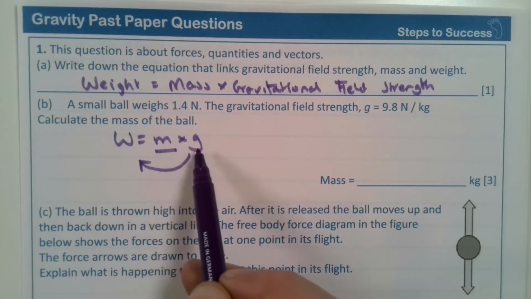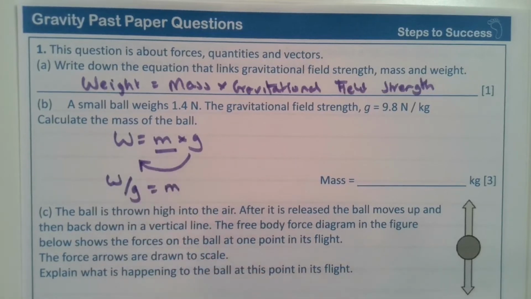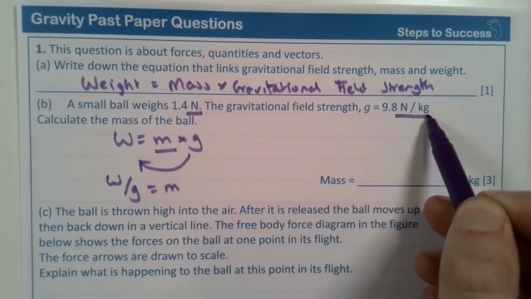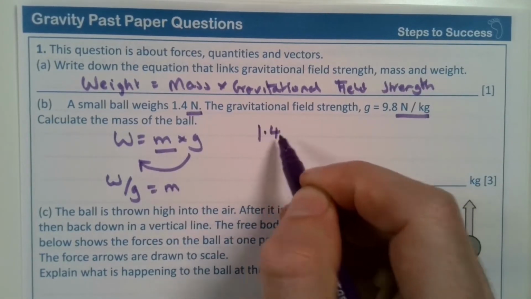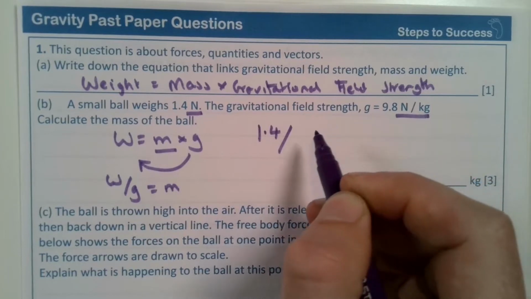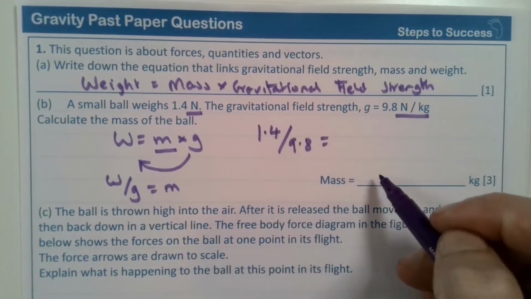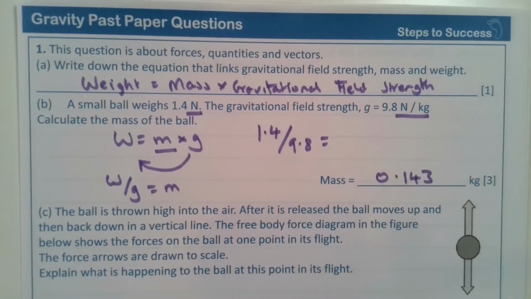So we always do the opposite. So instead of multiplying by g, we're going to divide by g, which gives us that weight divided by gravitational field strength equals mass. Our units are standard units in newtons and newtons per kilogram, so we can just substitute those numbers in. So the weight is 1.4 newtons divided by the gravitational field strength, which is 9.8. And if we work that out, we get 0.143 kilograms.